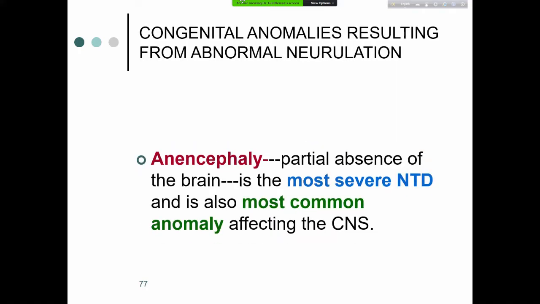And there is a condition known as anencephaly. A means no, and cephaly means brain. There is no brain. So partial or complete absence of the brain. This is the most severe NTD and is also the most common anomaly affecting the CNS. Among the anomalies of the CNS, this anencephaly is common.